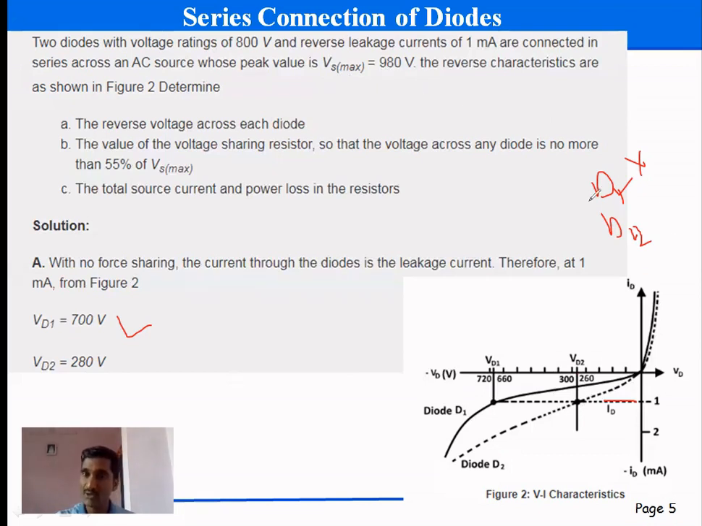If you connect a single diode in that scenario, this diode may be damaged. So by connecting the series configuration, we can handle a large amount of input voltage.